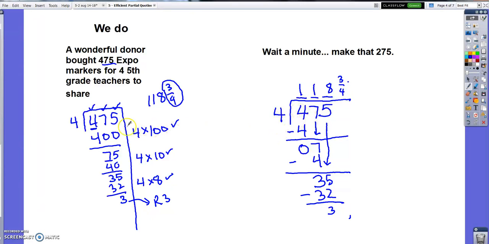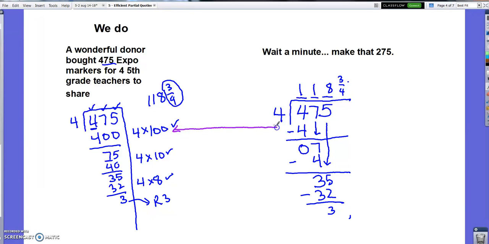So if you look again, notice just how similar these 2 methods are, right? 4 times 100, and here's my 400. 4 times 10 made 40, 1 in the tens place. 4 times 8. So the methods work out pretty much the same way.